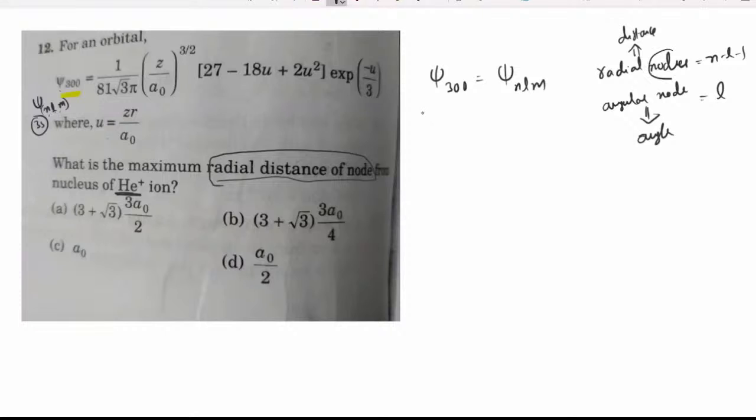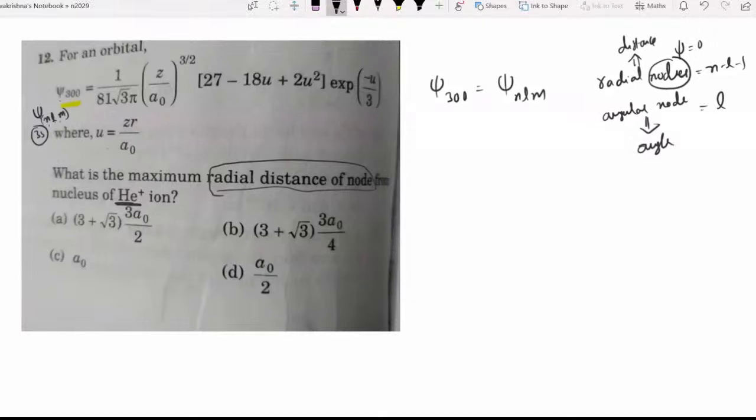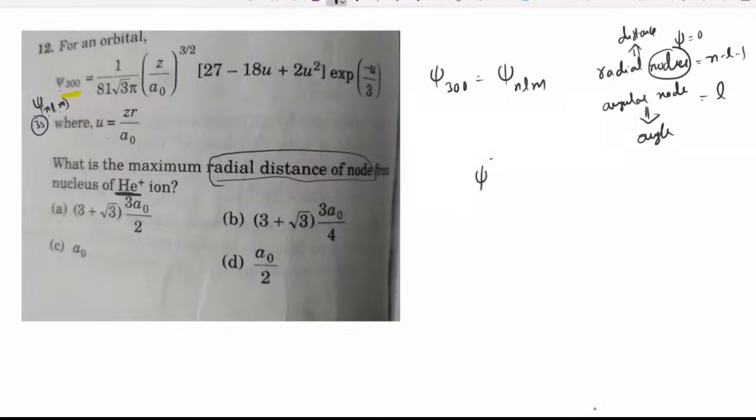A node is where the probability of electron density psi is equal to 0, where the psi value becomes 0. That is called a radial node. For the maximum radial distance of the node, psi square should be equal to 0. Electron probability we always show as psi square. If psi square equals 0, automatically psi also becomes 0. Where psi equals 0 or psi square equals 0, a node occurs.